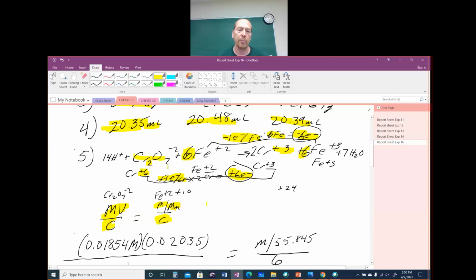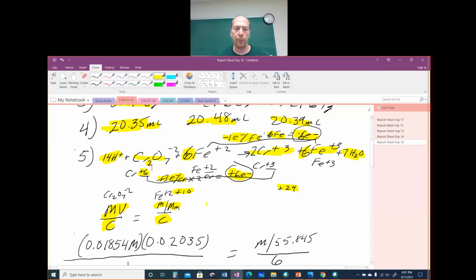To complete the balance, you get your charge. You find your total charge on the left. You've got a -2 and a +12. Total on the left is a +10. On the right, you've got a +6 and a +18, so a +24 on the right. To make those equal, you need 14 H pluses, and now you have 24 and 24. To balance your H's, you need 7 waters. So you have your balanced reaction.